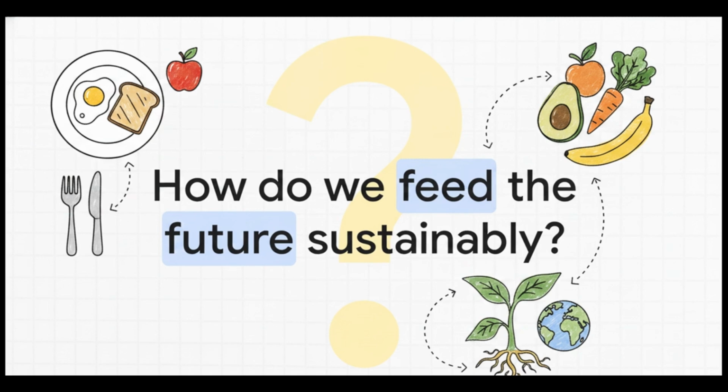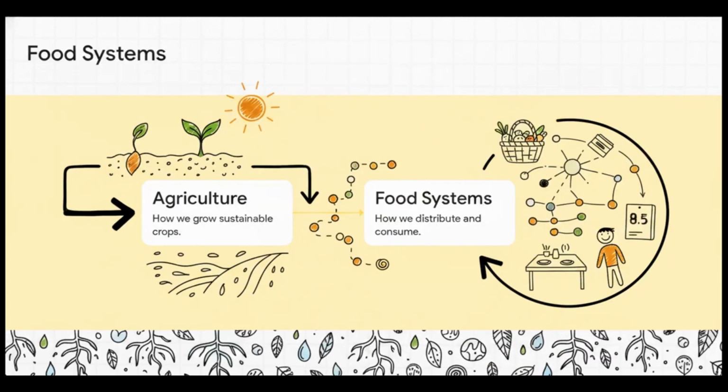The question of how we feed the future sustainably is honestly incredibly daunting when you realize that global food production will need to increase by nearly 70% to feed an estimated 10 billion people by the year 2050. This isn't abstract at all. It's intimately tied to daily survival. The source specifically links sustainable agriculture with food systems, creating a really clear 2-step journey.